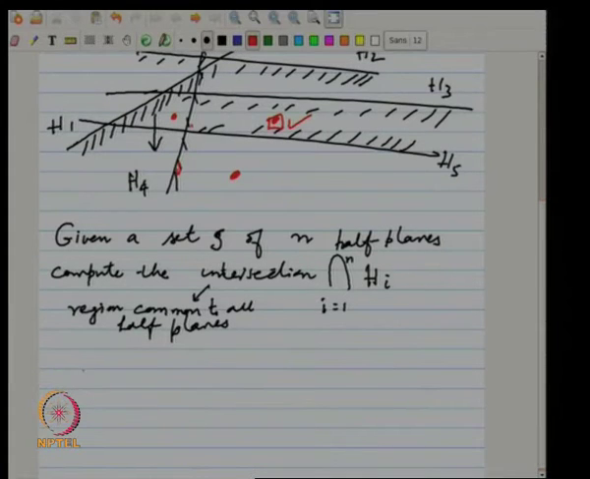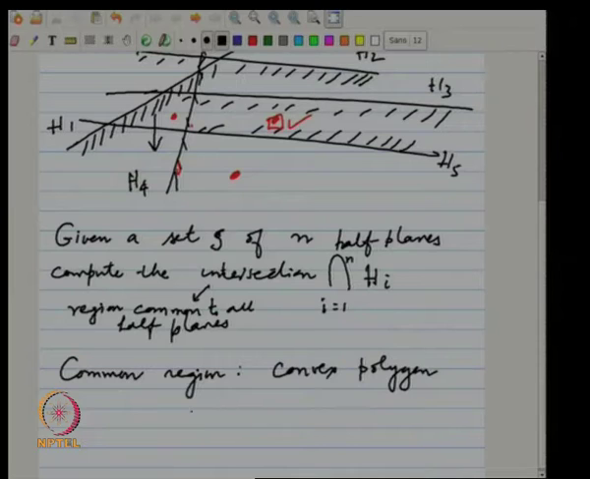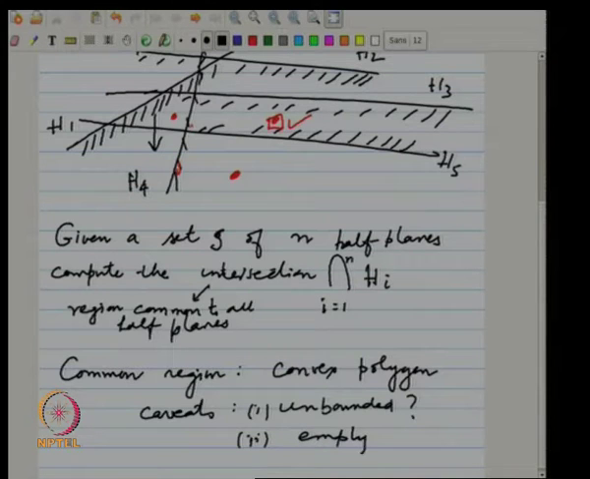So the common region is a convex polygon in most cases, but with caveats: it may be unbounded, and the other problem is it may be empty.